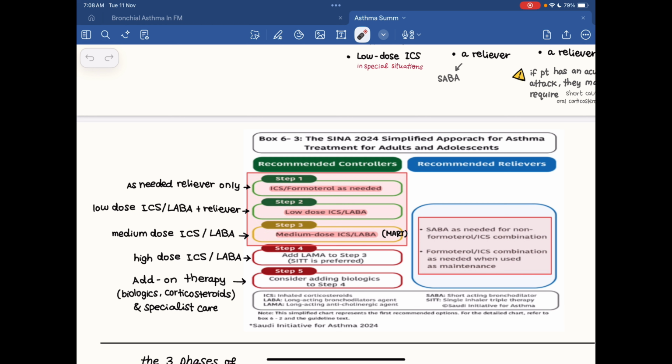Step 2 is low dose ICS and LABA, low, then medium dose in step 3. Step 4 is high dose. We may add LAMA, the anti-muscarinic. In step 5 we consider switching to biologics or referral to specialist care. They mean here that in children there's low evidence of the efficacy of high dose step 4, so we only focus on the first 3 steps.